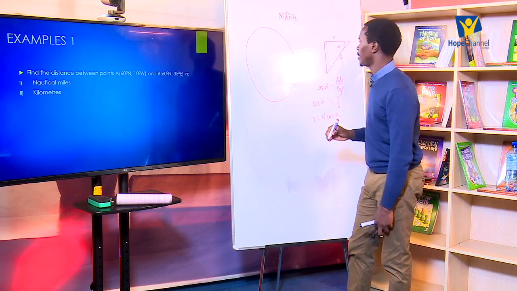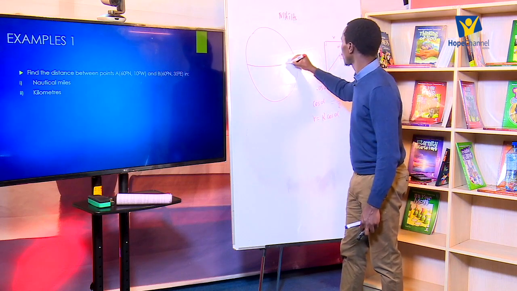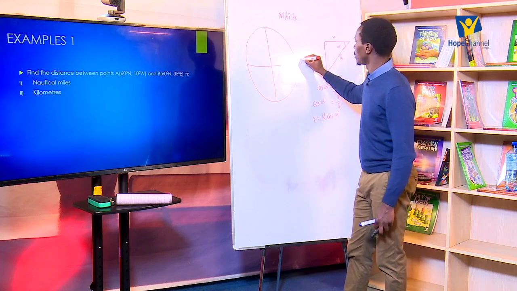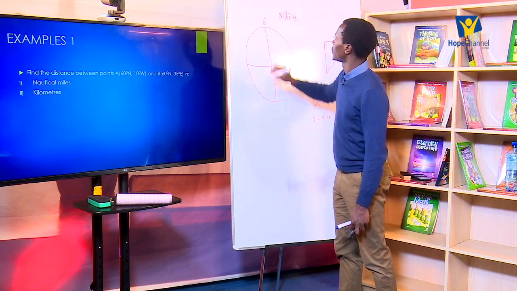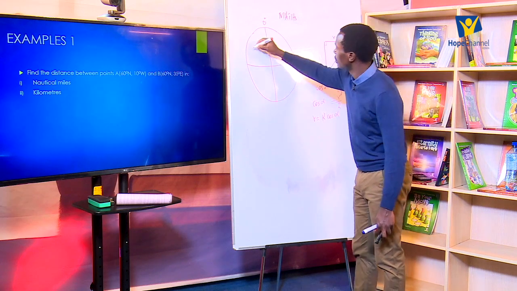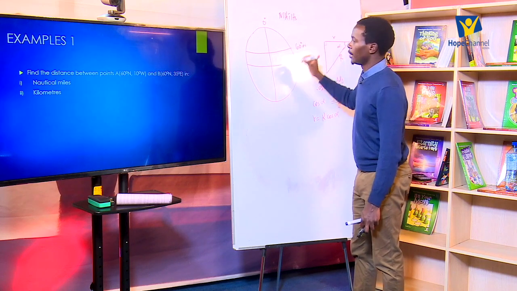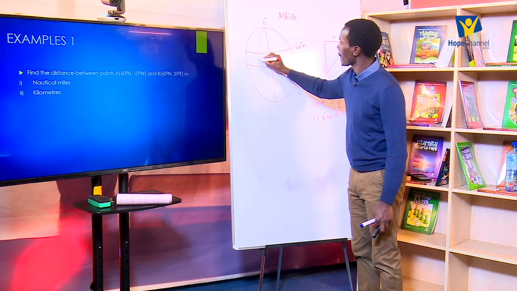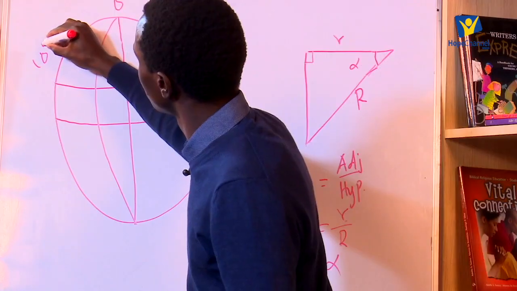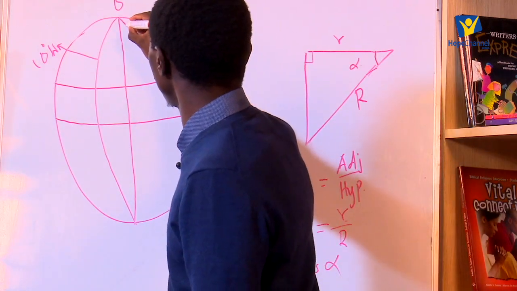It is always prudent to locate those points so that you can be able to work out. With practice, you will not have to draw that. Always indicate the equator and the prime meridian. And then we have A, that is 60 degrees north, and 10 degrees west. So this longitude here is 10 degrees west. And then we have B, which is 35 degrees east.